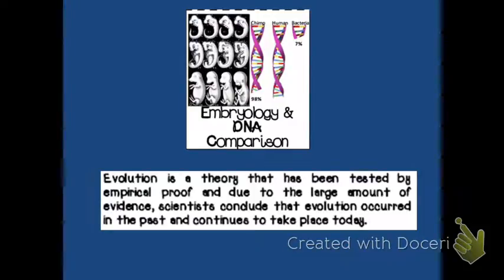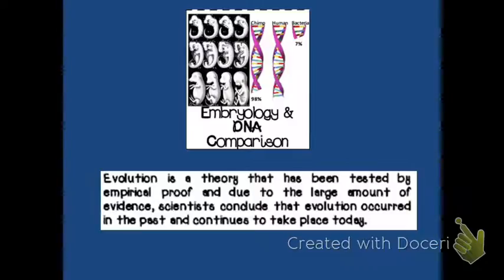Alright, under the first flap, which is titled Embryology and DNA Comparison, this will be where you're writing your first bit of information. So when we look at how things are connected, how things have evolved, one of the pieces of evidence that we can look at is embryology. Now, embryology and DNA comparison are both going to allow us to look at how things are related at a molecular level instead of the macro level where we can see things with our eyes.